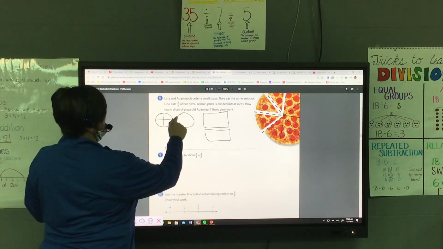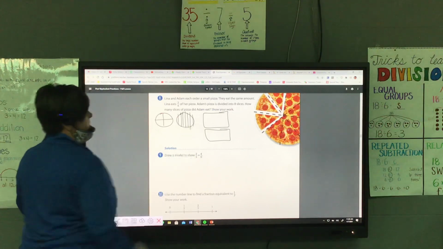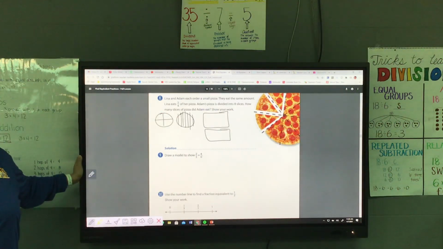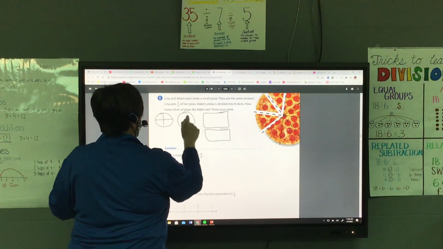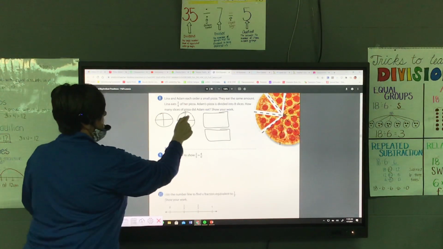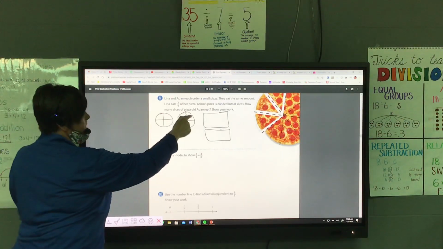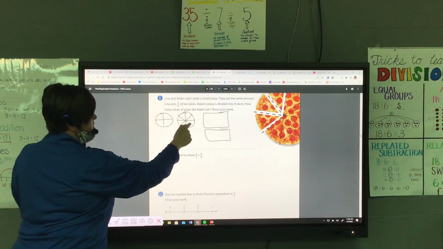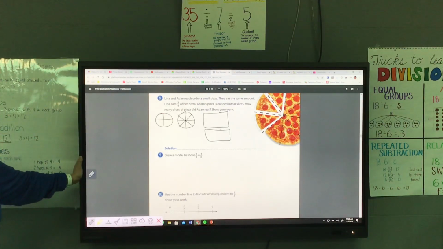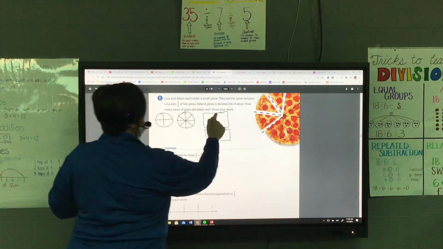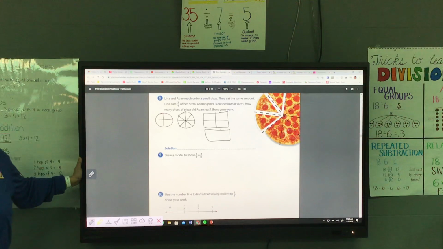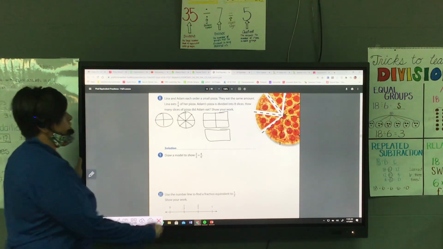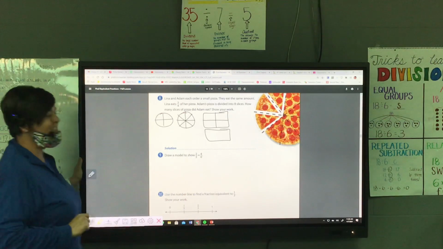What if I split Adam's pizza like this? Is that going to work? No. Why not? It's not equal. None of those are equal. So this one cannot happen. I'm going to do fourths, and then I'm going to split each one of those in half. So now I have 8. Okay, I could have done Lena's pizza like this. 4 equal parts. What would I need to do for Adam's pizza then to get 8 equal parts?